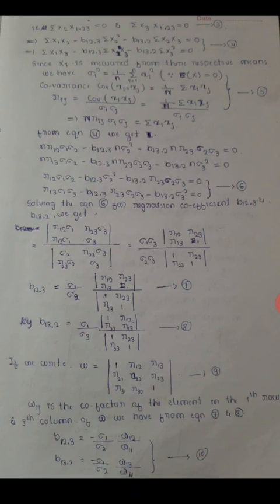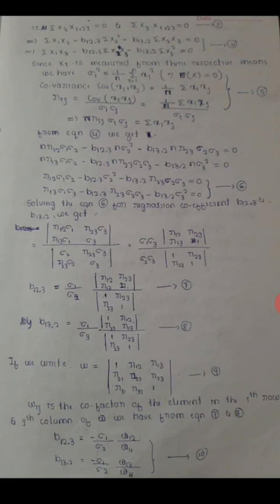The above terms simplify, taking n common, to r12 sigma 1 sigma 2 minus b12.3 sigma 2 square minus b13.2 r23 sigma 2 sigma 3 is equal to 0, and r13 sigma 1 sigma 3 minus b12.3 r23 sigma 2 sigma 3 minus b13.2 sigma 3 square is equal to 0. That is equation number 6.